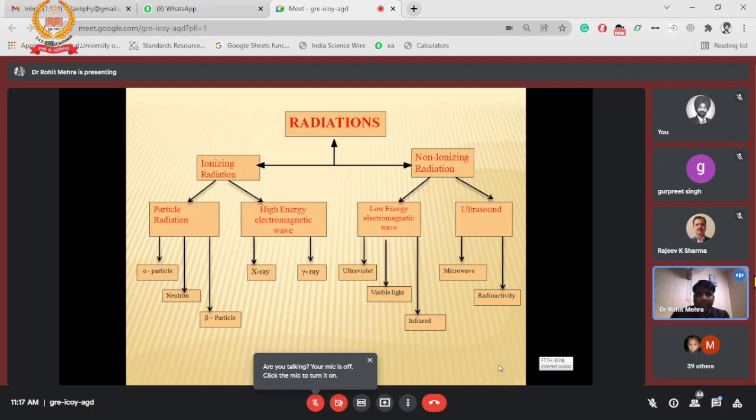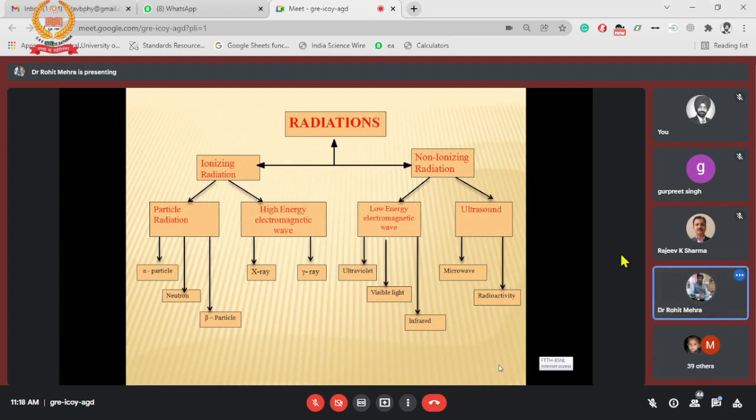One is the ionizing radiations, another is the non-ionizing radiations. For ionizing radiations, I think you are all aware of the phenomenon of ionization, because you are science students. Ionization is a phenomenon which is basically caused by charged particles, and they transfer their energies to the materials on which they fall, and they ionize them to make ions. They are further categorized into particle radiations and high energy electromagnetic waves. Similarly, non-ionizing radiations are low energy electromagnetic waves and ultrasounds. And further, the ionizing radiations include alpha, beta, gamma and neutrons. In our lab, especially at NIT Jalandhar, we are focusing only on the ionizing radiations.